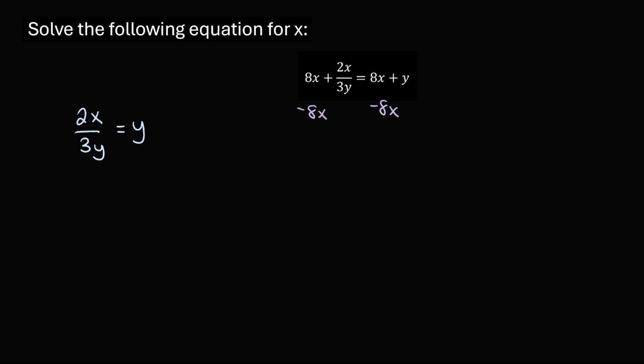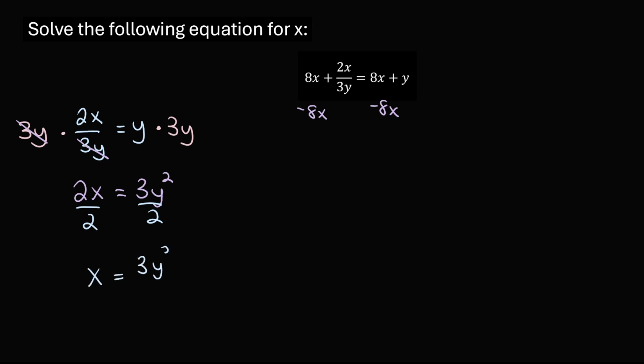Now again, we want to get x by itself. So what we can do is multiply both sides by 3y, because any transformation we make, we must do to both sides in order to keep this statement true, no matter what. So if we divide by 3y and multiply by 3y, they cancel out, and you're left with 2x is equal to 3y squared, because of the y times 3y. And now let's solve for x by dividing by 2. And so we get a final answer of x is equal to 3y squared divided by 2.